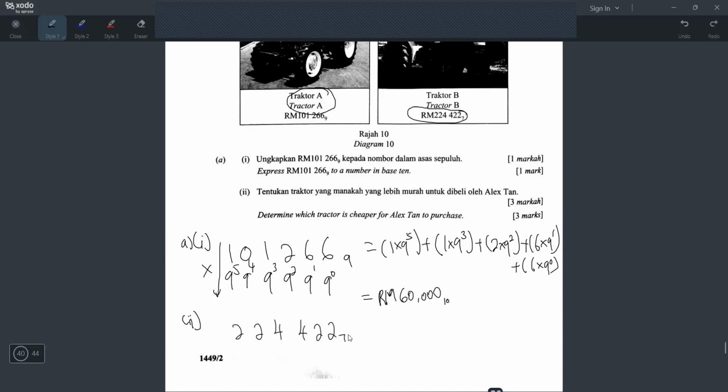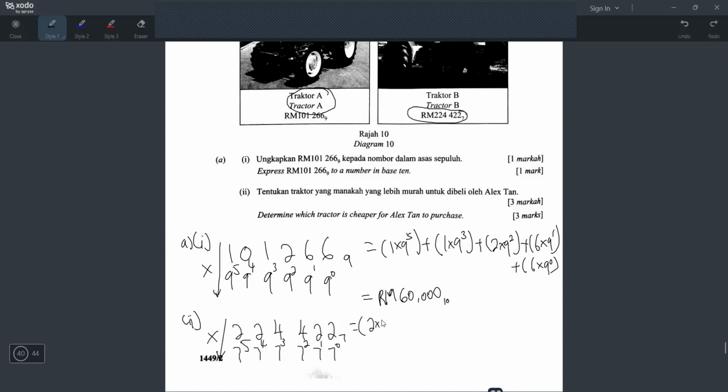224,422 base 7. So we will use the same method to convert to base 10, which is the times punya method, darab punya cara. So let's write down the place value. If it's base 7, it will be 7 power 0, 7 power 1, 7 power 2, 7 power 3, 7 power 4, 7 power 5.